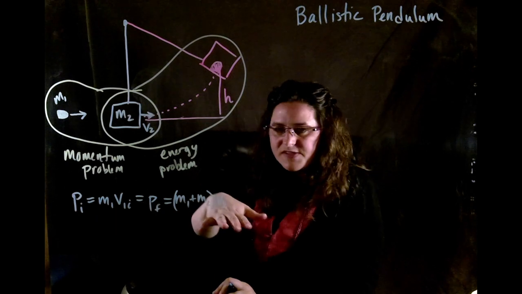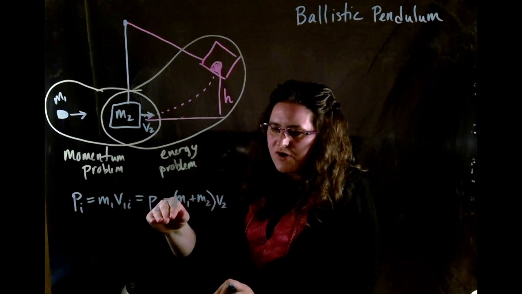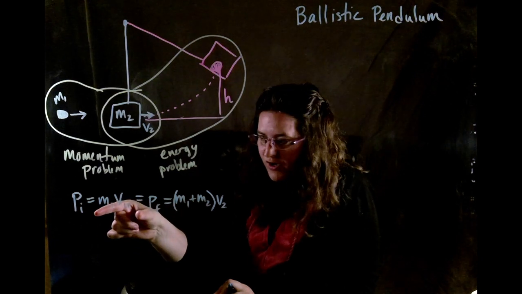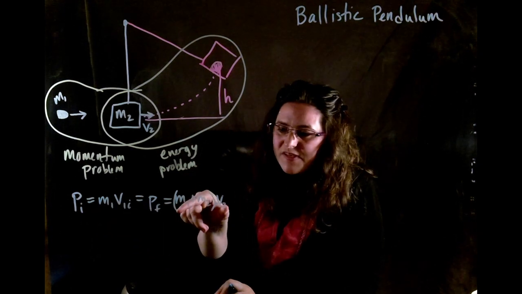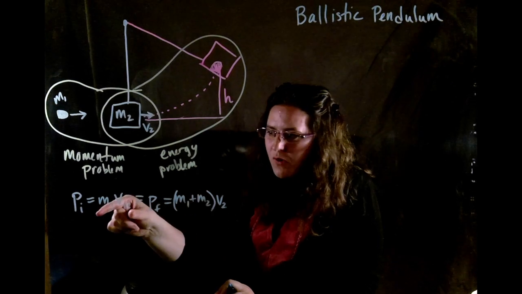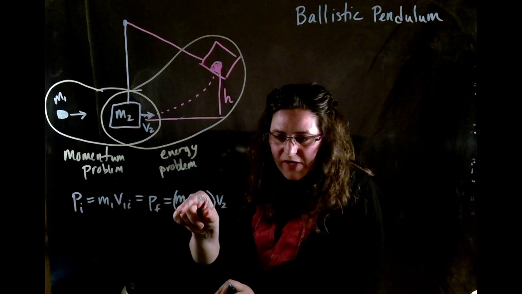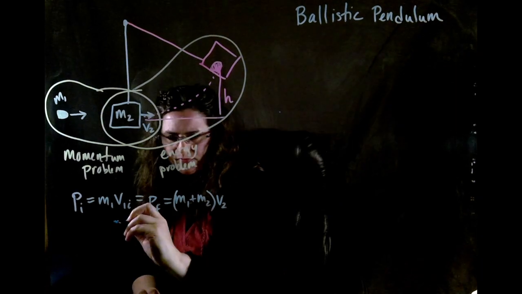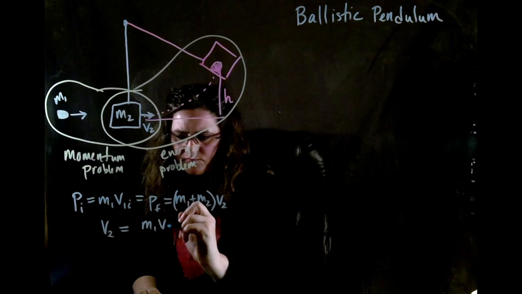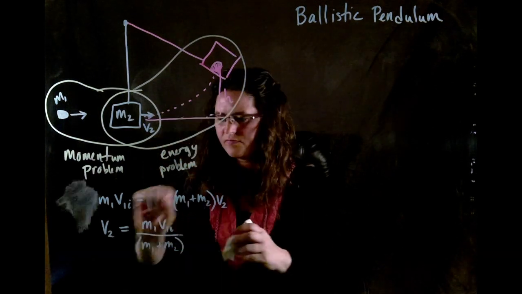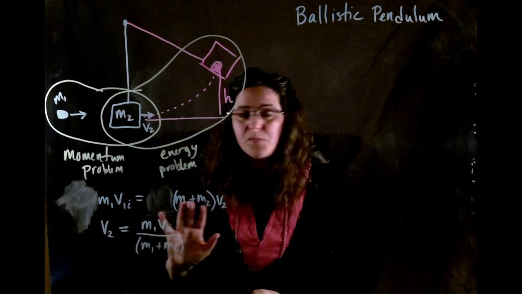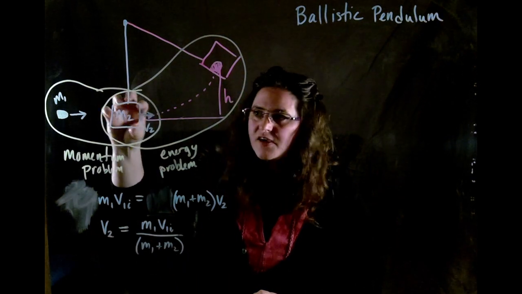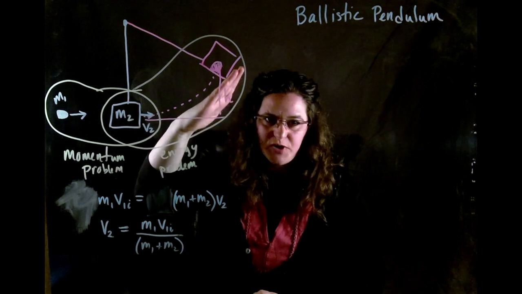Okay, so we can use this equation to solve for V2, because it's actually this equation, M1 V1I equals this portion over here. We know everything here, we know the two masses, and this is our only unknown. So let's solve this equation for V2. Okay, I've used momentum conservation to solve for the velocity of the two objects together as they begin going upwards.